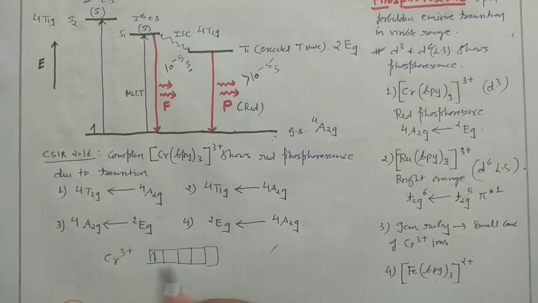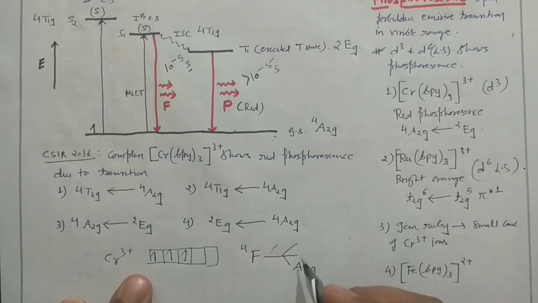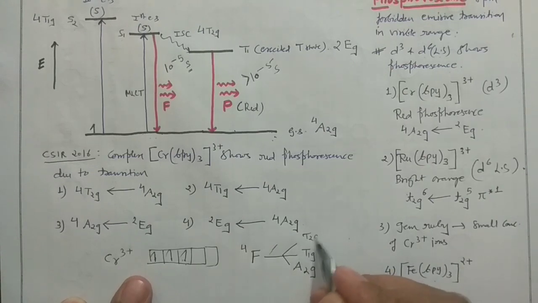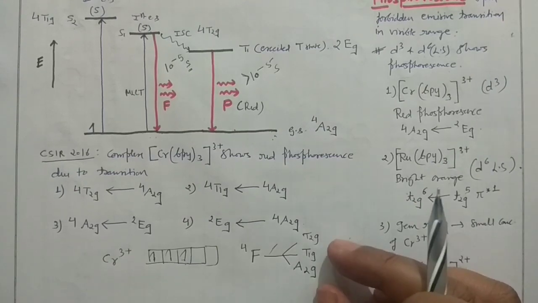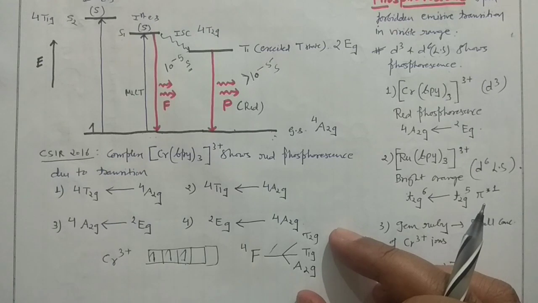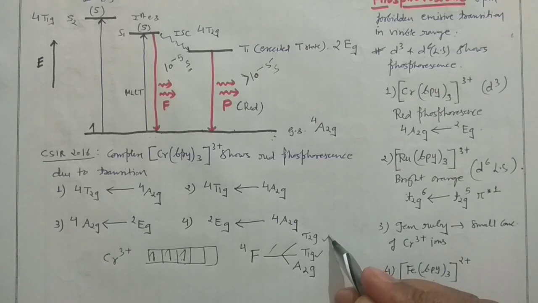It will have 3 electrons, 1, 2, 3. Okay, 3 electrons. So for these electrons, you know, the F state would be there, and spin multiplicity would be 4. And this F state actually splits into 3 different states. First, you can see A2g, and second, your T1g, and then you can have your T2g. This actually splits in this manner. And you know, phosphorescence takes place from the excited to the ground state. So this is your first excited state, and this is your second excited state.